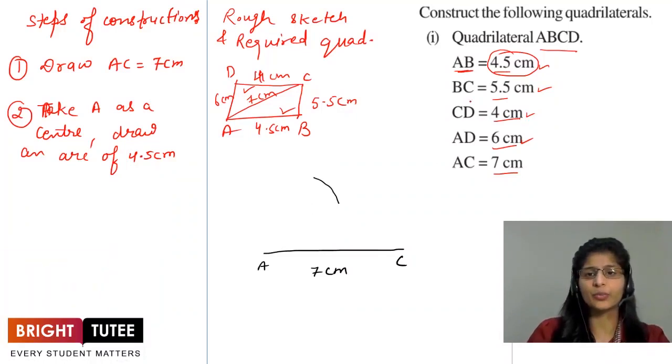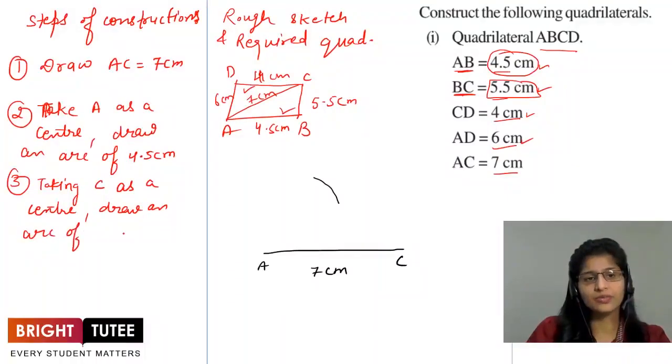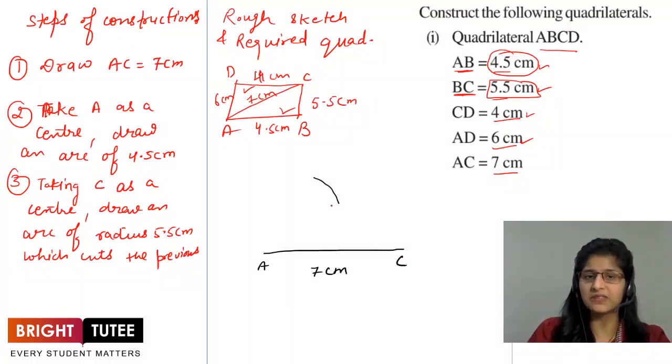The third step will be now from point C. C and B is given, it is 5.5 centimeter. Taking which point as a center, students? Point C. This is the third step. Taking C as a center, draw an arc of radius 5.5 centimeter which cuts the previous arc. When we draw the arc from point C, it will cut the previous arc, and let us name that point as B. So from point C, opening the compass to 5.5 centimeter, we will make an arc like this.